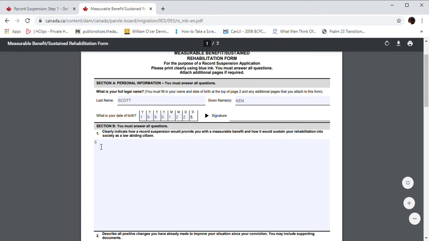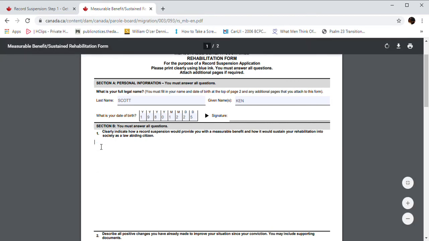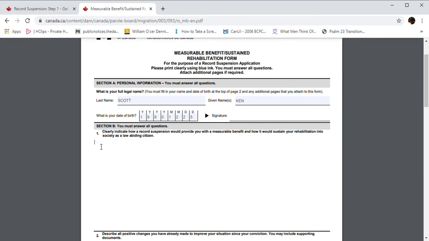Now, clearly indicate how a record suspension would provide you with a measurable benefit and how it will sustain your rehabilitation in society. You guys have to tailor this to yourself because I don't know how a pardon is going to provide you with a measurable benefit. Only you know. So basically, how they're going to benefit you and help you become adjusted as a law-abiding Canadian citizen, reintegrated, in simple terms, to be honest.